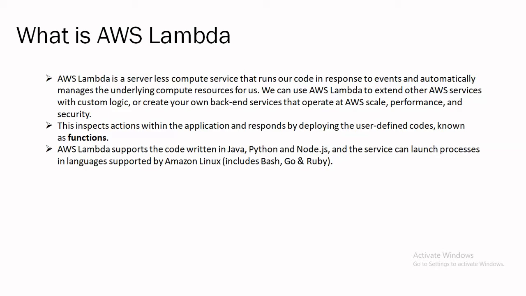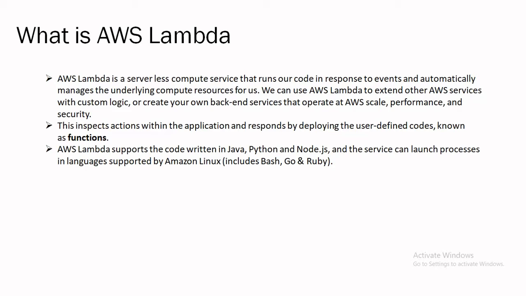Lambda runs our code on high availability compute infrastructure and performs all the administration of the compute resources, including server and operating system maintenance, capacity provisioning and automatic scaling, code and security patch deployment, and code monitoring and logging. All we need to do is supply the code according to our requirements. We'll see in further sessions how we'll create and supply this code to our functionality so that it will work according to your requirement.